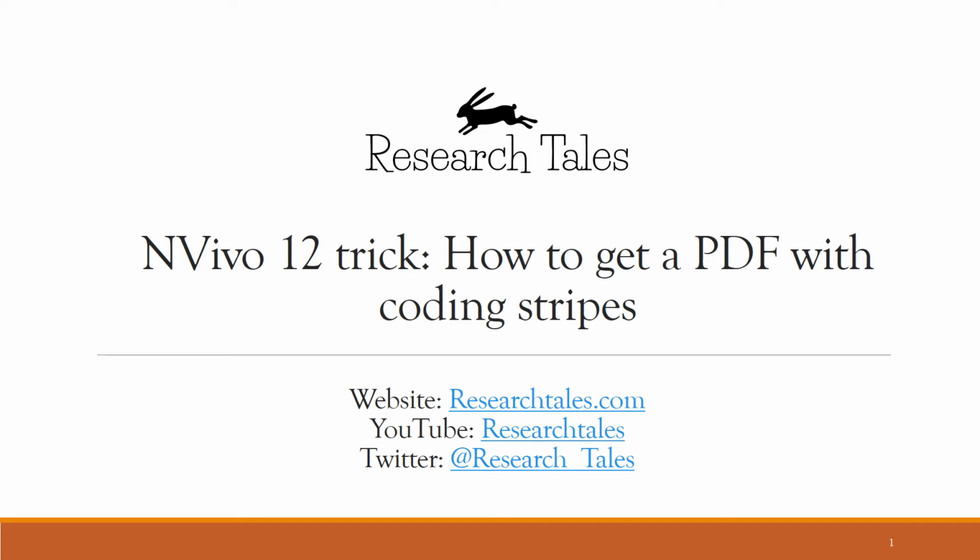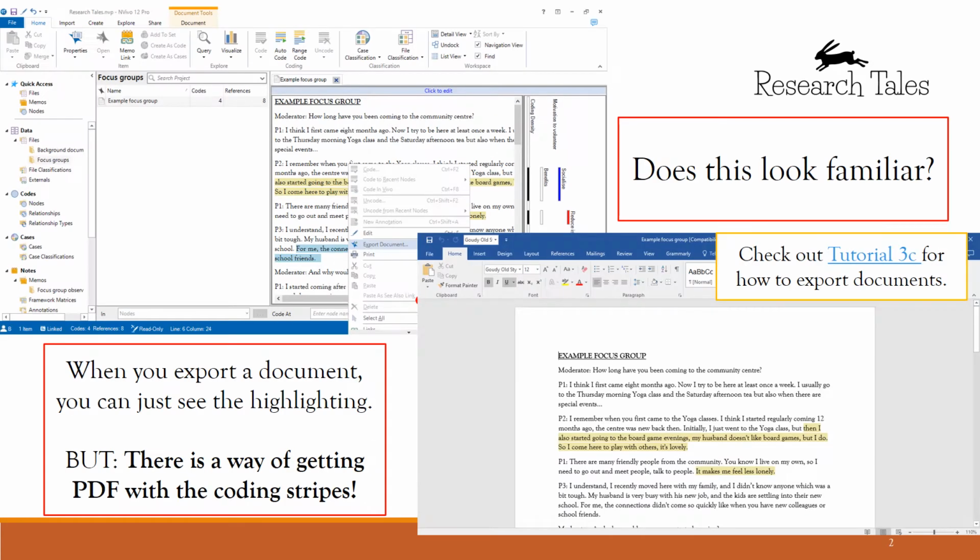In this video, I show how to get a PDF document with coding stripes using NVivo 12 for Windows. When I teach NVivo, I'm often asked, are there options of getting my coding out of NVivo, which I think is a really good question because we need to think about how we can share our work with supervisors, with colleagues, or with co-coders who might not necessarily work with NVivo.